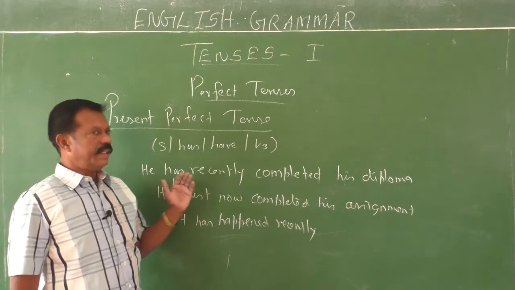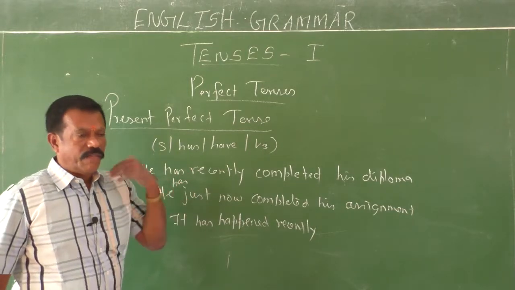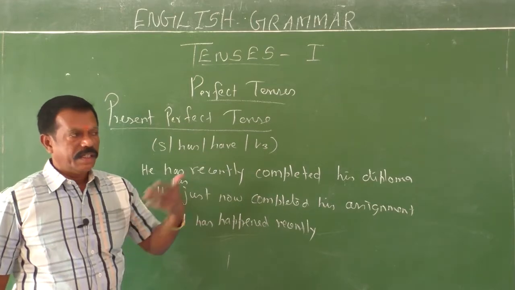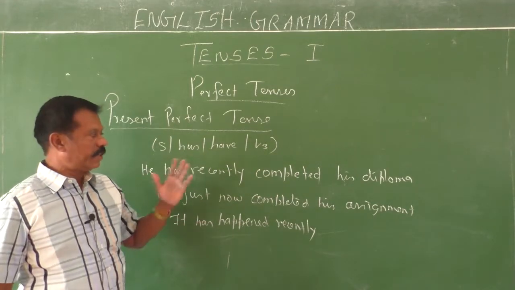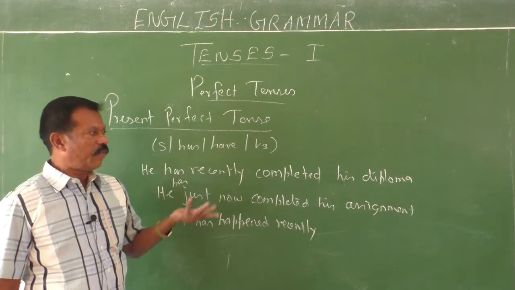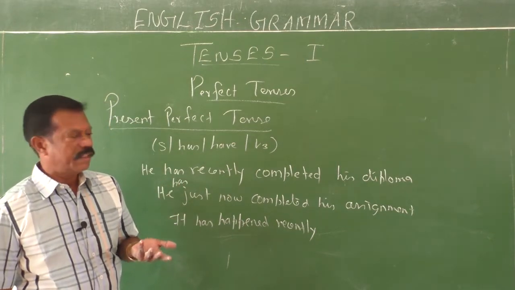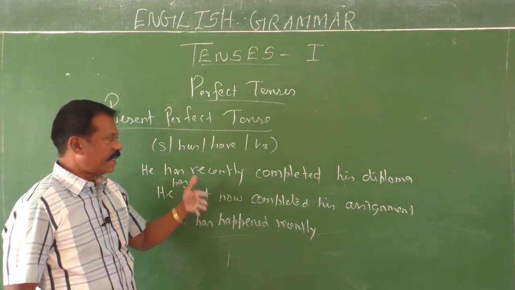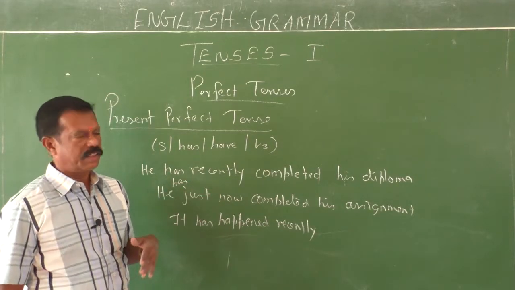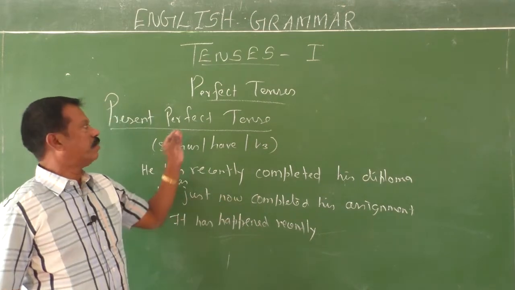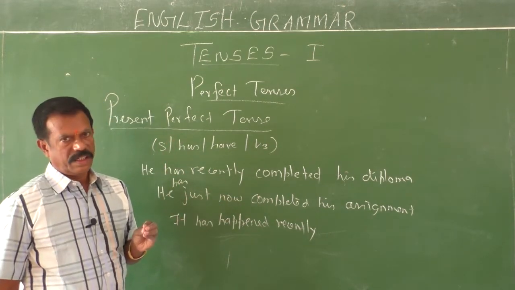So recently, just now. Suppose you are waiting at the doorsteps. A person very near to your father came and he asked you a question. Where is your father? Then you can say, my father has just gone out. You can say like that. So when you want to refer to a recently completed action, there you can use this present perfect tense.